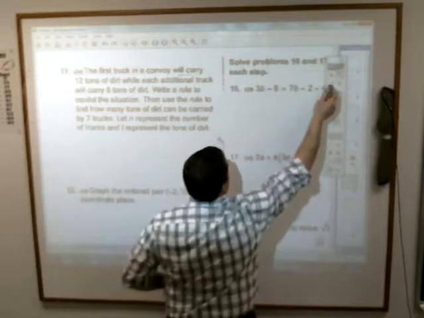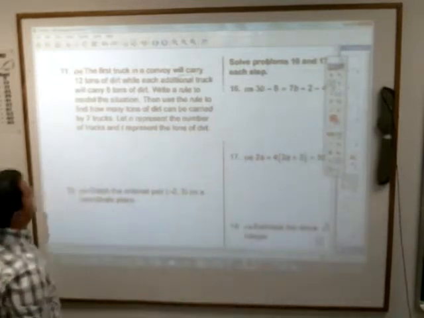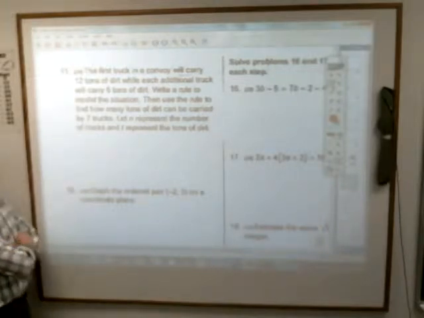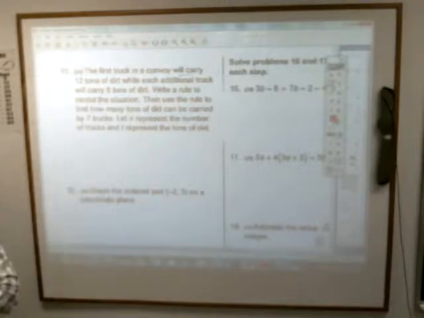Alright, the first truck in the convoy will carry 12 tons of dirt, while each additional truck will carry 8 tons of dirt. Write a rule to model that situation. Then use the rule to find out how many tons of dirt can be carried by 7 trucks. Let n represent the number of trucks, and let t represent the tons of dirt.